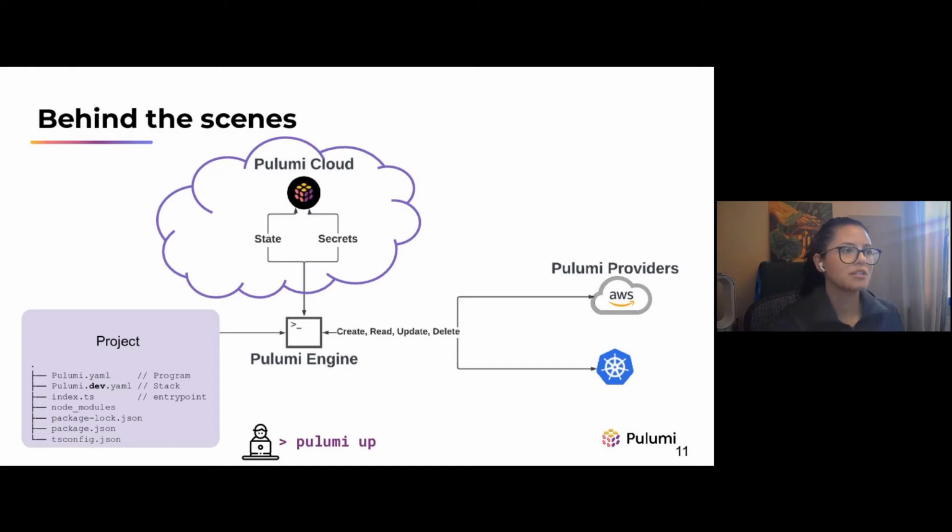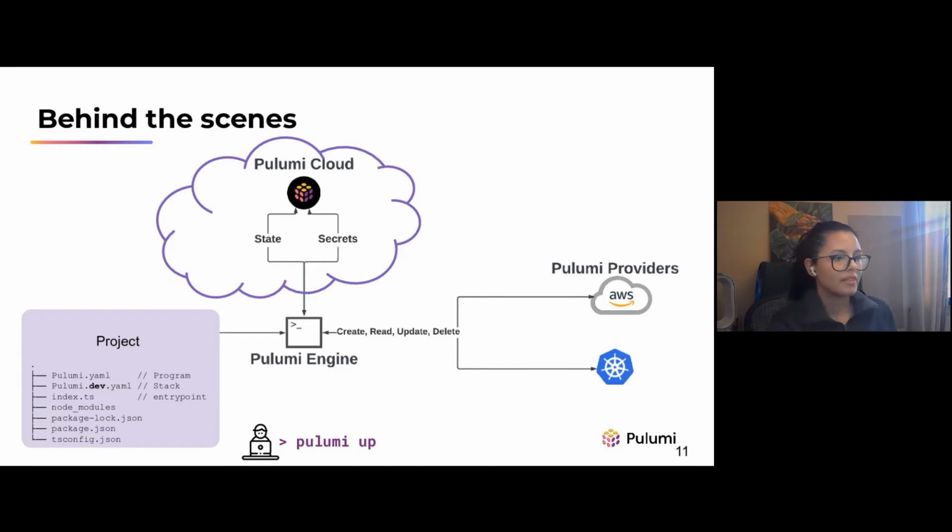Now, by default, the state of how your resources look in the cloud is going to be stored in Pulumi Cloud. I would say Pulumi Cloud is the easiest way to get started. Managing state on your own can be a little bit tricky. So we are going to use Pulumi Cloud for our backend solution. It's the easiest way to get started. It will also handle any secrets that we have by encrypting the values in that file.